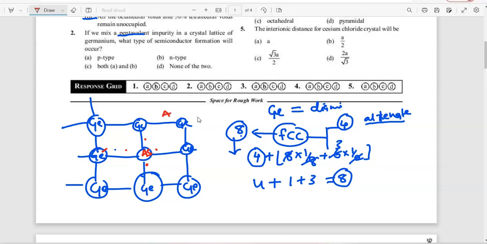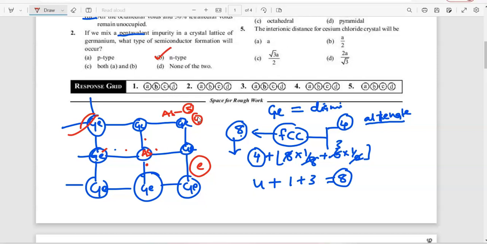Total valence electrons of arsenic is 5. Of these, 4 electrons are utilized to form covalent bonds with adjacent germanium atoms. Then how many electrons are left? Only 1 electron is left. Because of that electron, the conductivity of this germanium semiconductor will increase. Electron has negative charge, so this semiconductor is called what? N type semiconductor. Because of negative charge, conductivity will increase. So this semiconductor is called N type semiconductor, which is present in option B. So our answer is option B.